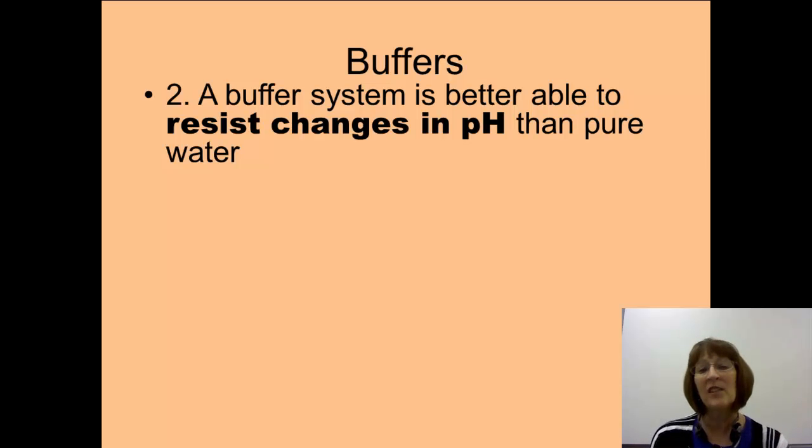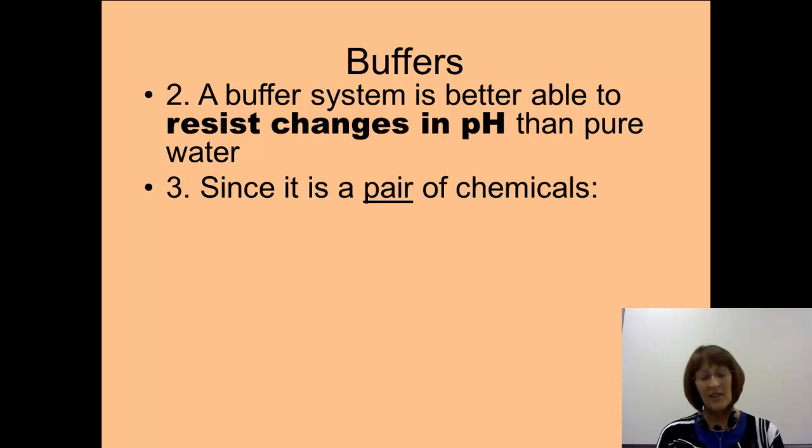A buffer system is better able to resist changes in pH than pure water. So we can have pure water and add an acid to it and it's going to change the pH. If you do the same thing with a buffer solution, it's not going to change the pH as much. Instead of having this really huge drastic change in pH, it's going to lessen that. It's going to resist that change in pH. Oh, again, there's my inertia thing. You can kind of think of it as a pH inertia. It increases the inertia of the pH. Yeah, I know. It's a stretch, but go ahead.